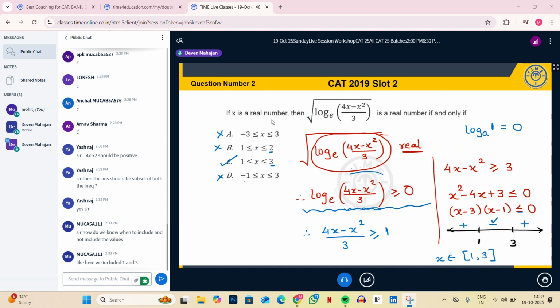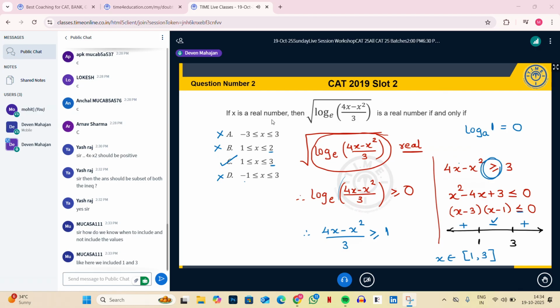हमें पता है log of 1 होता है 0, log 1 is 0, बट हमें तो वो ग्रेटर देन और इक्वल टू 0 चाहिए. मतलब ये टर्म जो है वो ग्रेटर देन और इक्वल टू 1 चाहिए. सो सिंपली पॉजिटिव इज नॉट इनफ, वी वांट इट टू बी ग्रेटर देन और इक्वल टू 1. ओके, एंड 4x minus x square upon 3 ग्रेटर देन और इक्वल टू 1 होने के लिए we will need 4x minus x square to be greater than or equal to 3.